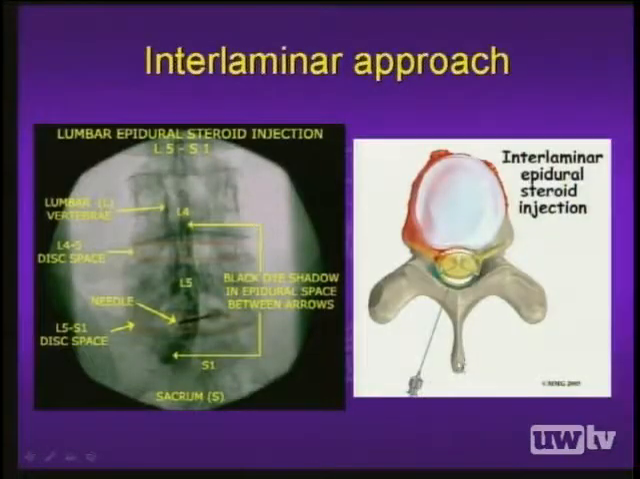So this is the spinous process, transverse processes over here. The needle is going in this direction. Okay, this is the disc right here. What you're seeing here is the needle is right here. You can see the tip of the needle right here, and then the contrast dye extending cephalad and caudally as well.